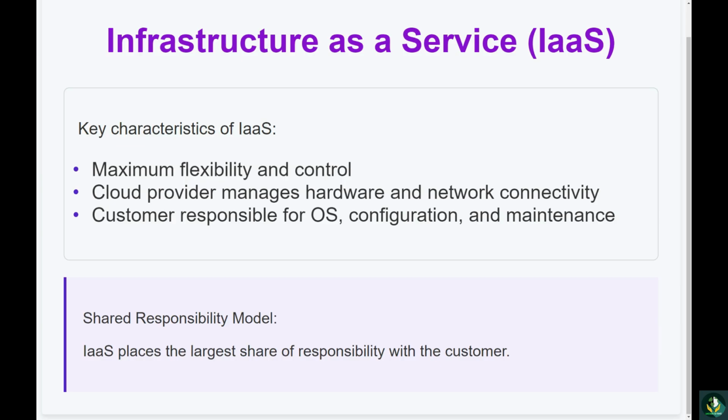IaaS proves particularly beneficial in certain scenarios. One common use case is the lift and shift migration strategy. This approach involves replicating your on-premises data center environment in the cloud, followed by a straightforward migration of your existing systems to the IaaS infrastructure. This method allows for a smoother transition to cloud computing without necessitating significant changes to your existing setup.